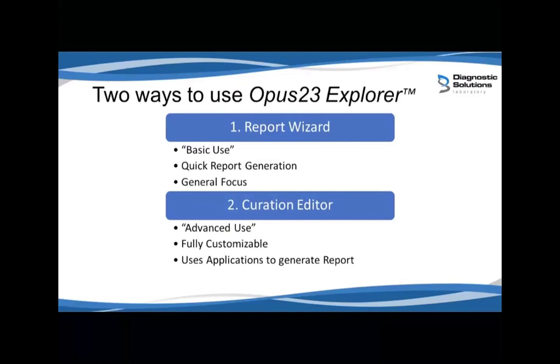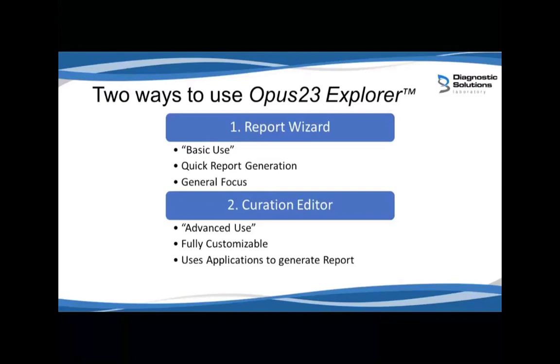The report wizard is, I say quote unquote basic use because there's nothing basic or simple about it. It's pulling together this amazing amount of information all at once. But it's more for if you're wanting to generate a quick report for someone based on a general area. So it's not going to give you as much flexibility in terms of picking out specific genes or specific algorithms or agents, but it allows you to develop a quick report about inflammation, for example, or a quick report about neurodegenerative disease, or a quick report about hormonal control.